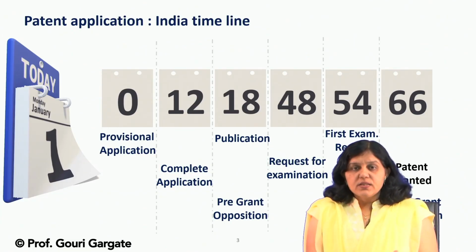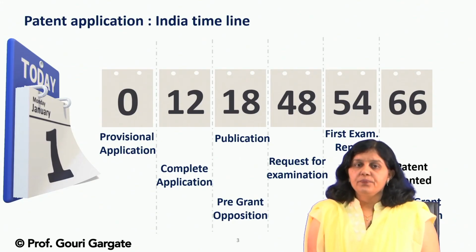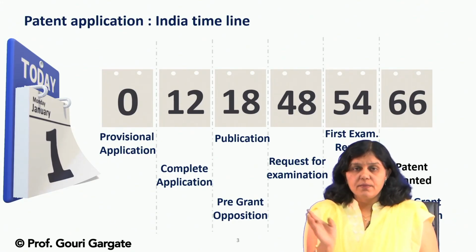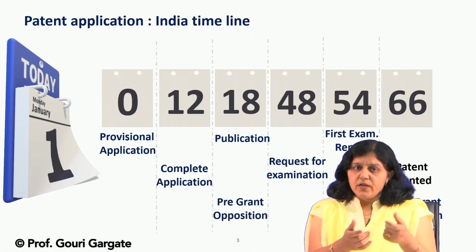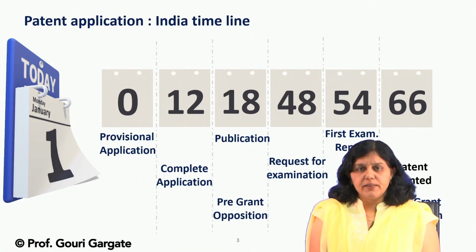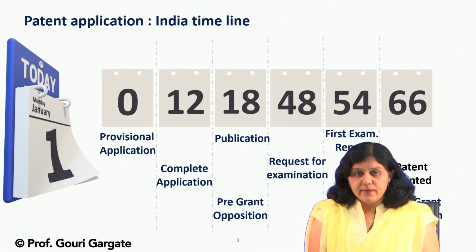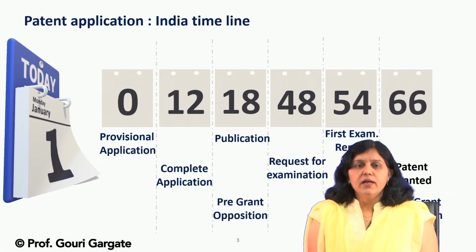Okay. So, this is the timeline: provisional, then complete, then publication, then examination, then FER, and after FER obviously the thorough examination and then grant of a patent. Now, it is not necessary that you have to file a provisional; the applicant can directly file a complete specification. So, at the 0 stage it may be a provisional or it may be a complete. Provisional is not a mandatory thing.